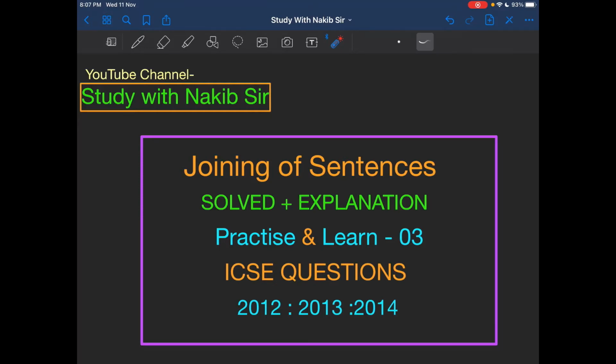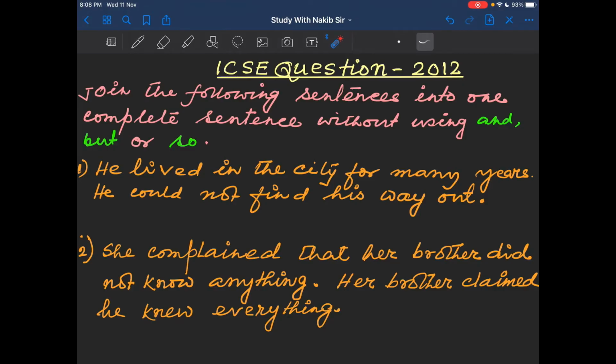So our present topic is joining of sentences. Solve plus explanation. Practice and learn part 3. ICSE questions of the years 2012, 2013 and 2014. Now see the first set. This is the ICSE question of 2012. Join the following sentences into one complete sentence without using and, but or so.